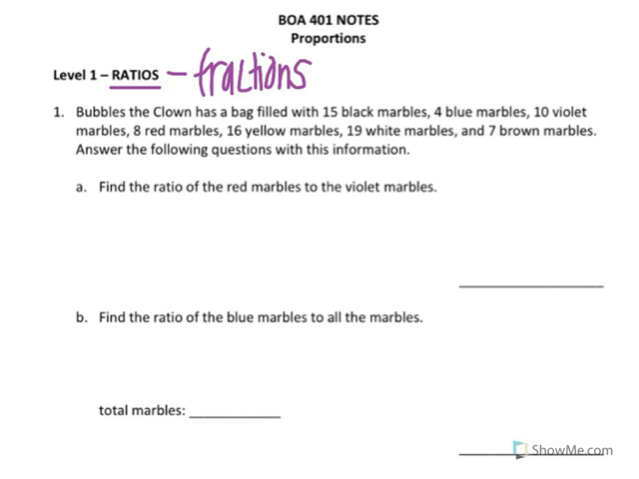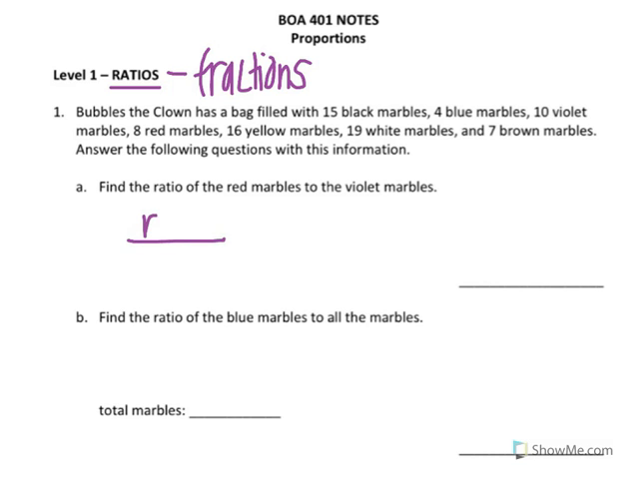Let's read through the first example here. Bubbles the clown has a bag filled with 15 black marbles, 4 blue marbles, 10 violet marbles, 8 red marbles, 16 yellow marbles, 19 white marbles, and 7 brown marbles. Answer the following questions with this information. We're going to first find the ratio of red marbles to violet marbles.